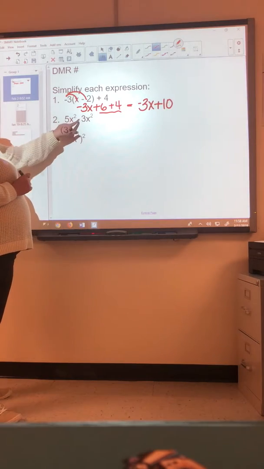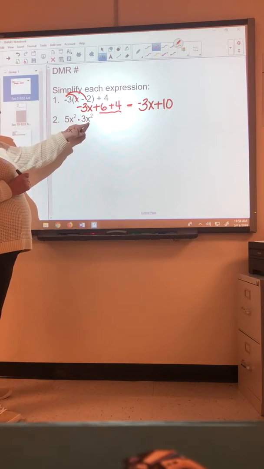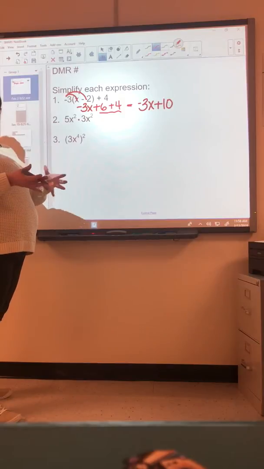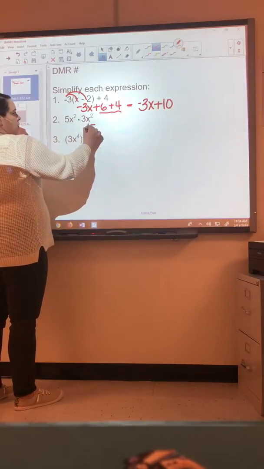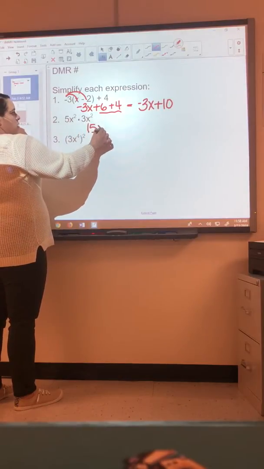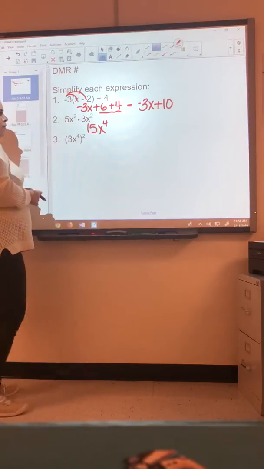On that second one, that's multiplying same base. So I'm going to add the exponents, but I do the operation on the number, use rules on exponents. So 5 times 3, that's 15. X squared times x squared, 2 plus 2 is x to the 4th.